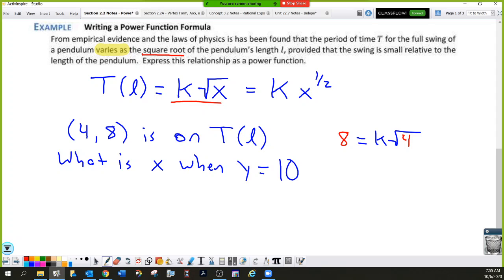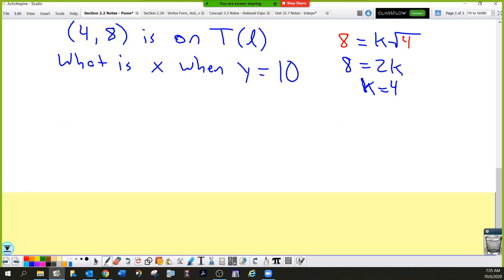So then for that one, okay, square root of 4 is just 2. So what you have here is that 8 equals 2k. So now you know that k equals 4. All right, well, if k equals 4, then you just plug that in as a number that you know. It's not an unknown anymore. So now you can say T of L equals 4 square root x. And then I go, what is x when y is 10? So then you would plug 10 in and solve for x.